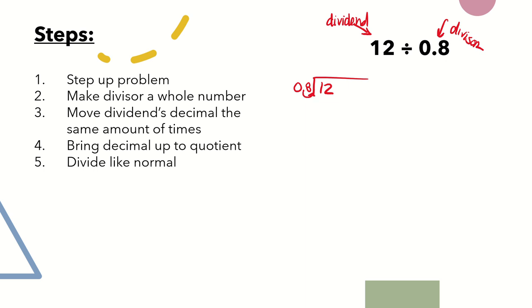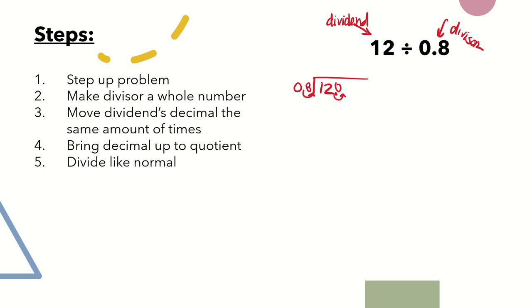Whenever I have a whole number as my dividend, my decimal is going to be at the end. I know it's invisible, but because it is a whole number, it's going to be at the end. So since I moved that one time, same thing I did, I'm going to move that one time. So you're asking, what do I do with this hole I have? Now I'm going to just fill it in with a placeholder.